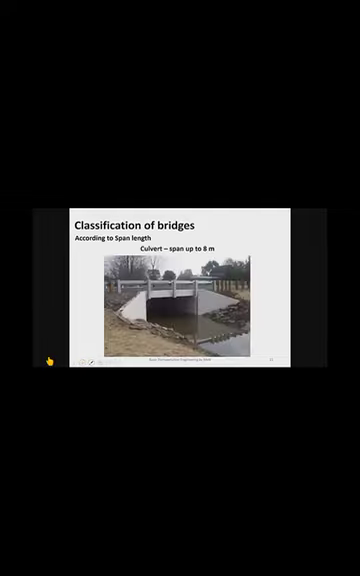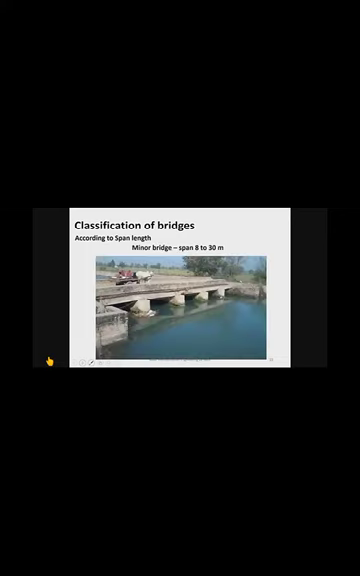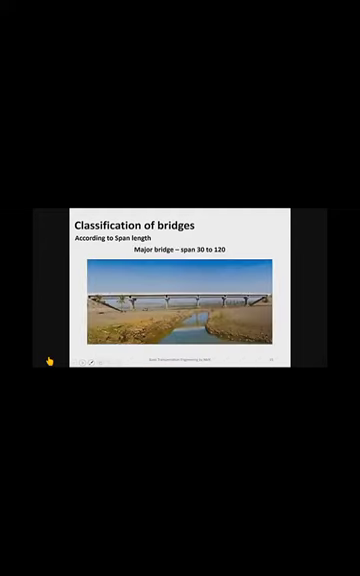Classification according to the span. Culverts. There are sides, there are wing walls. This is usually called a box culvert. This is up to 8 meters. In our subject, it is up to 6 meters.